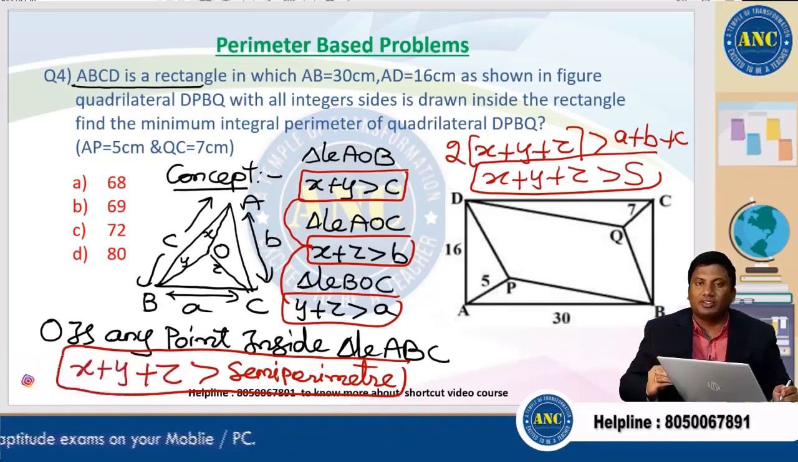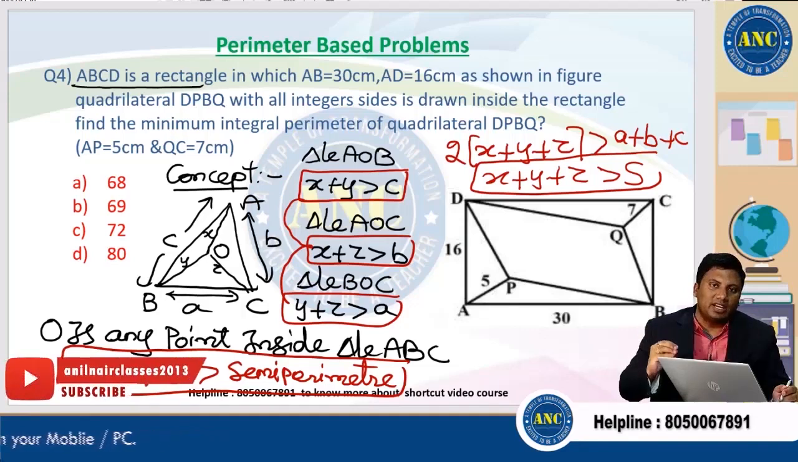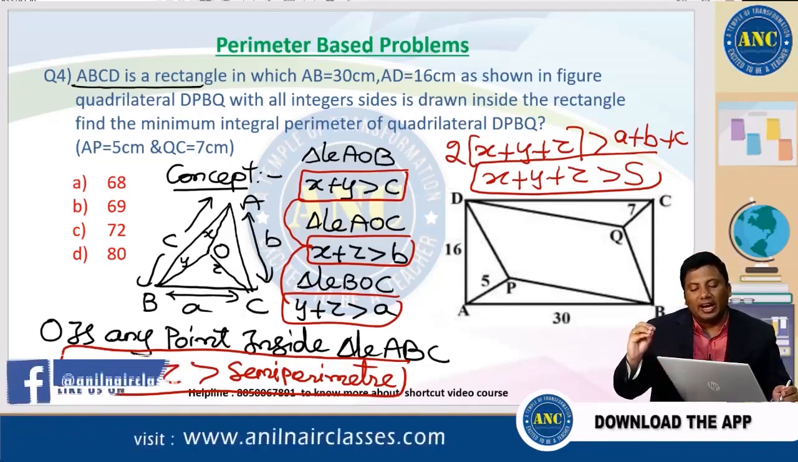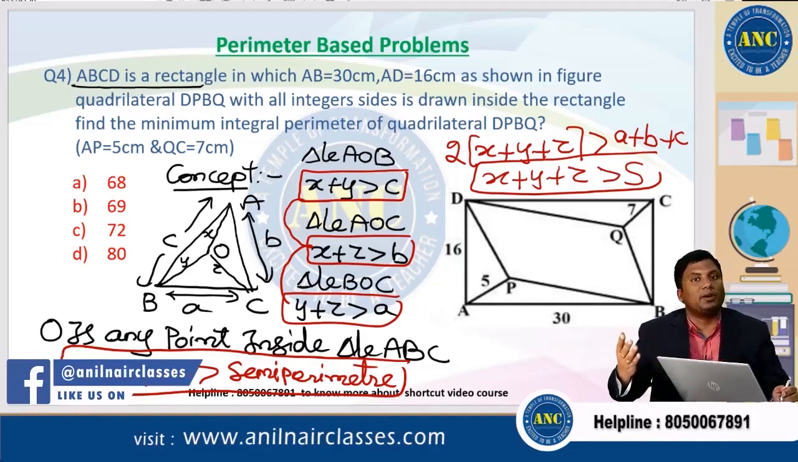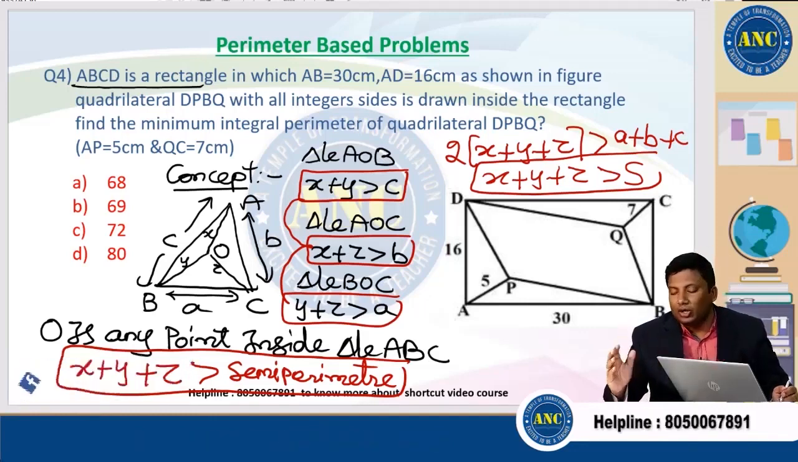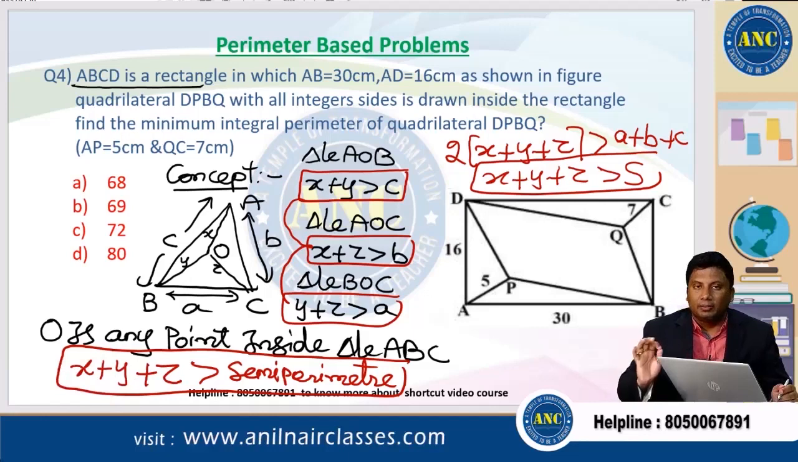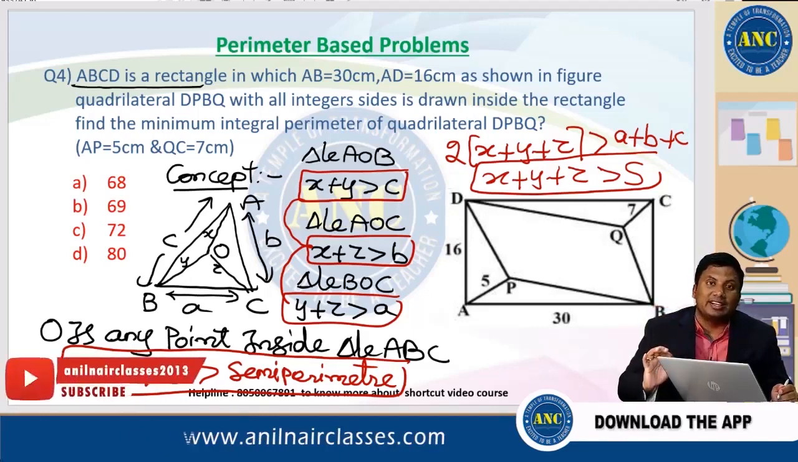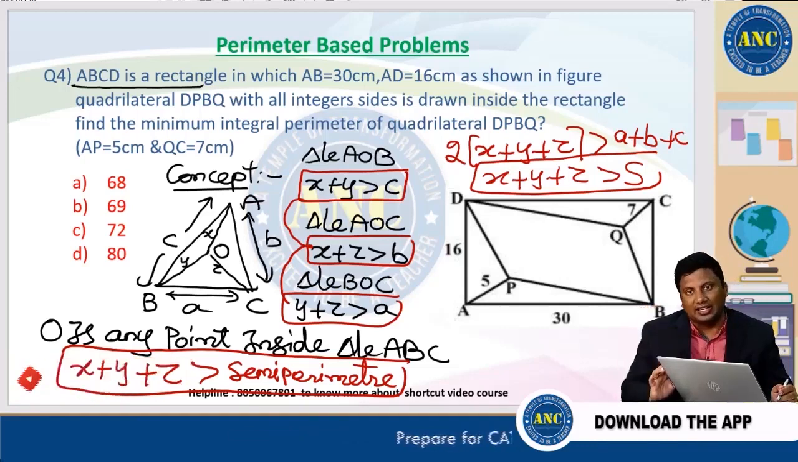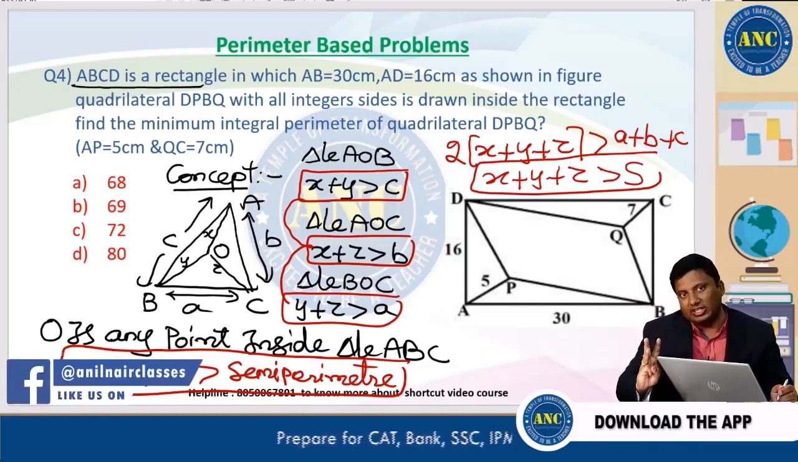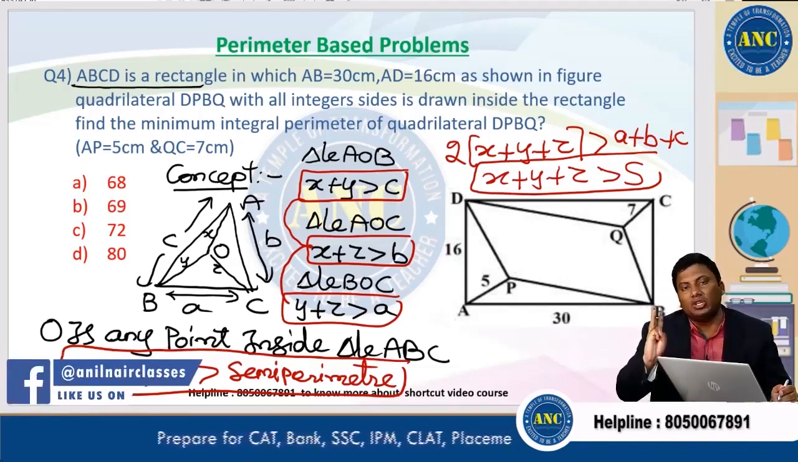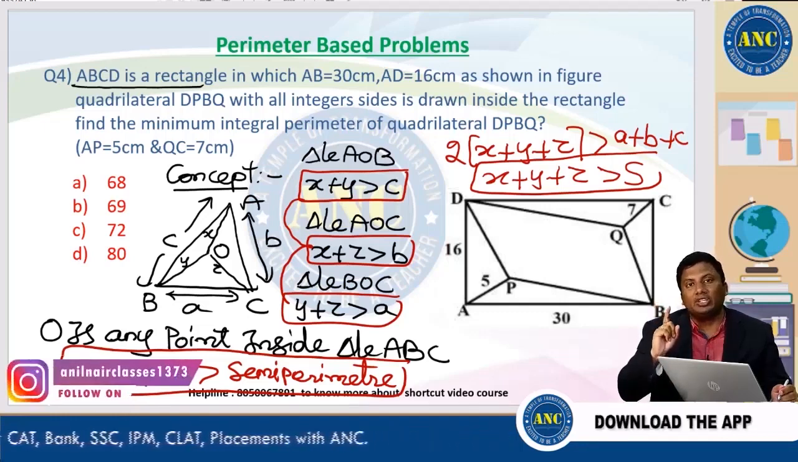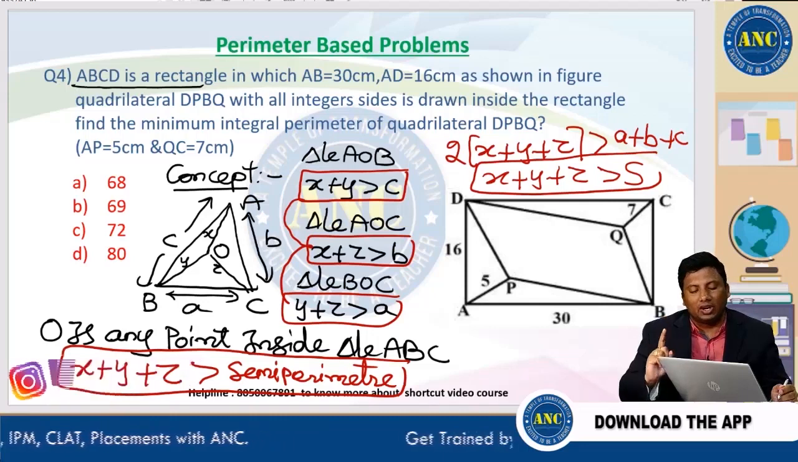If I add all of this, 2 into X plus Y plus Z is greater than A plus B plus C. A plus B plus C is called 2S, so the 2 gets cancelled. That means for the lines joining a point inside the triangle to all three vertices, I get three distances, and their sum is always greater than the semi-perimeter. Perimeter is called 2S, semi-perimeter is called S.